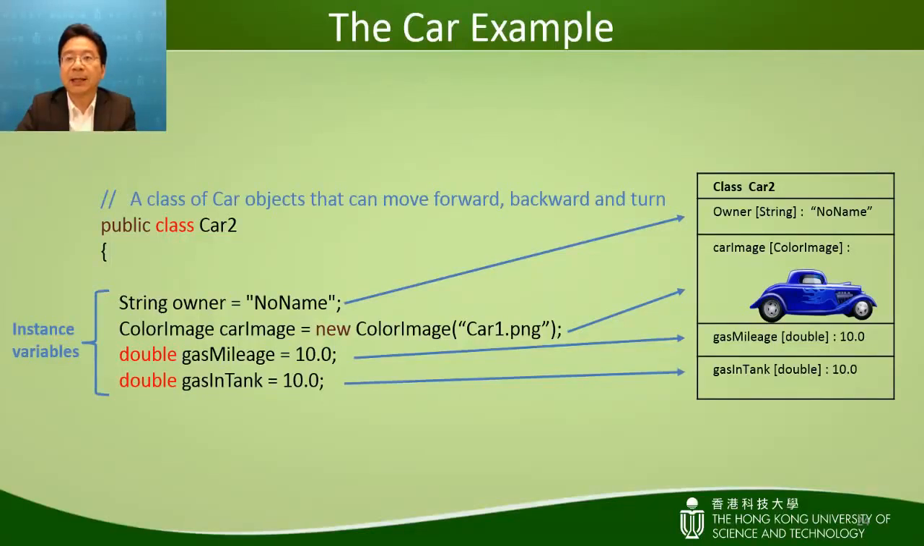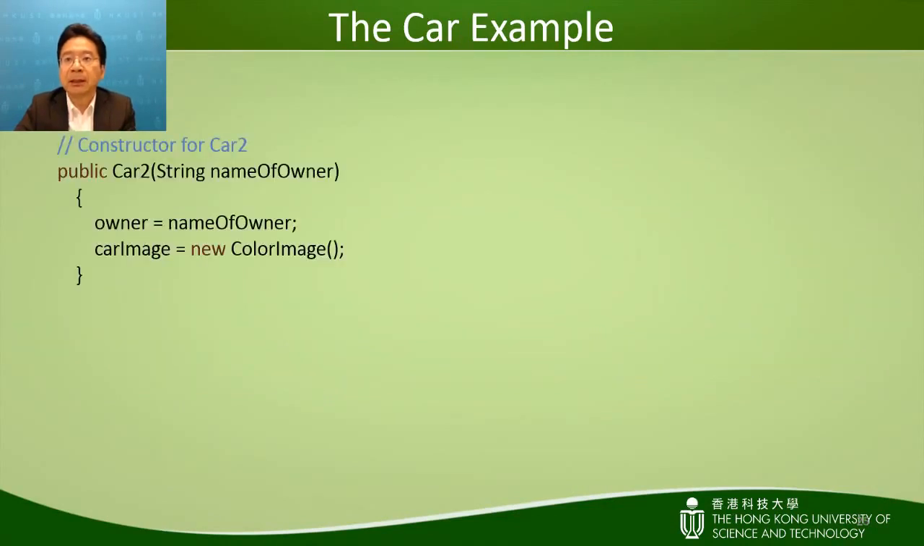When we discussed the car example, I mentioned that every time a new car object is being created using the keyword new, memory space needs to be allocated for storing all the relevant information about the car object. The diagram here illustrates the information needed in representing an object in car2. This is the constructor we defined for car2.